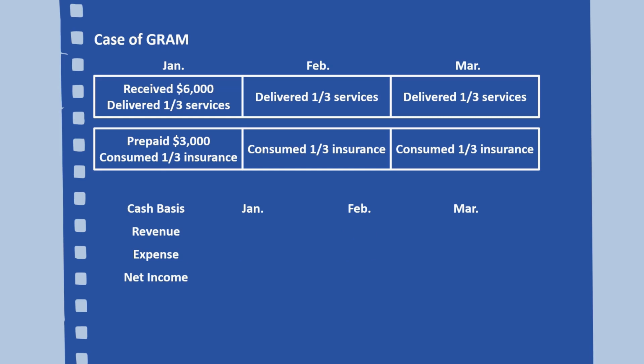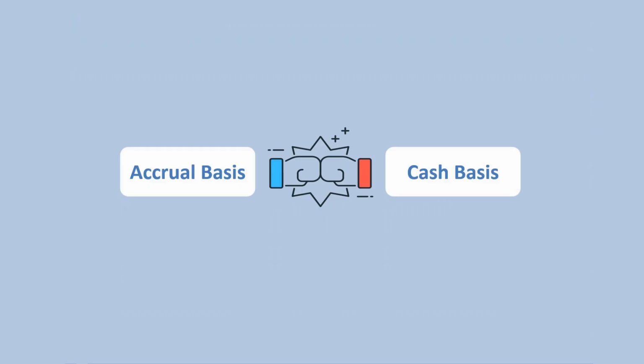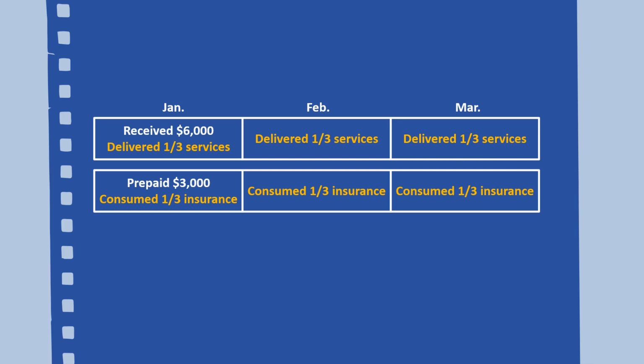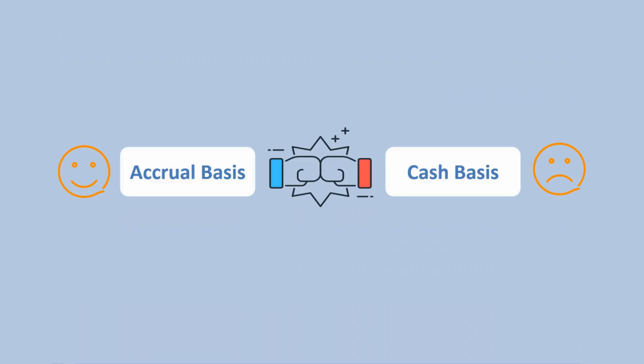But what if Gram used the cash basis accounting? In January, its income statement would have a $6,000 revenue and a $3,000 insurance expense, giving it a net income of $3,000 for that month. However, February and March would have no revenues or expenses to report. The difference? Accrual accounting paints a detailed picture of what Gram accomplished over 3 months, while the cash basis is just a 1-month track of their cash flow. That's why we prefer the accrual method. It gives us a full understanding of an entity's performance.